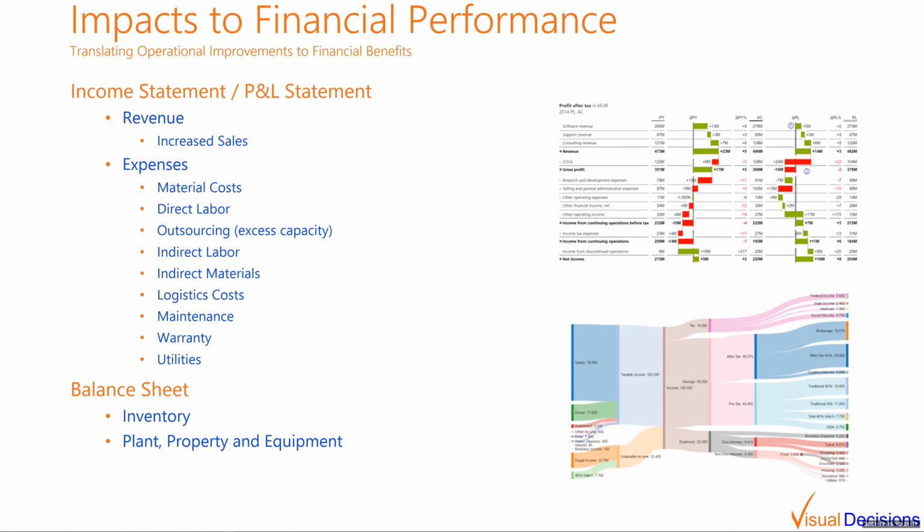I talked about how I can increase revenues by increasing my throughput, but there are other impacts that can have on revenue as well. If I'm losing customers or not getting business because my lead times are too long, if I improve my OEE, I can reduce my lead times and therefore capture that additional revenue. Many different ways that I can go about that. And then obviously material costs, direct labor, outsourcing because of capacity, et cetera, can all get impacted by improving those operational metrics.